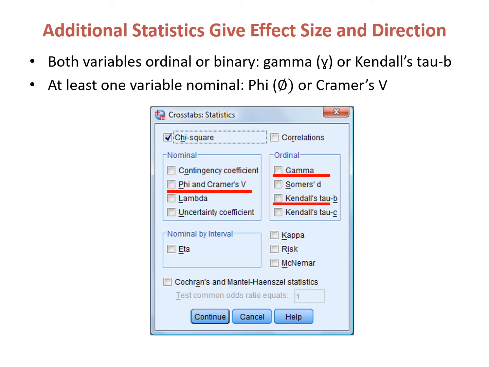Now there are some other statistics that can give us effect size and sometimes direction. And these are gamma, Kendall's tau B, phi, and Cramer's V. There is on the dialog box for the crosstabs a statistics button, the same one we use to get the chi-square, that allows us to select these additional statistics. And so I have done that here.